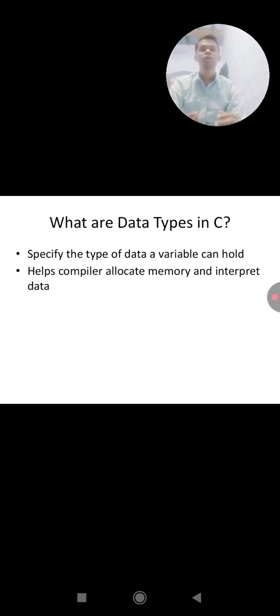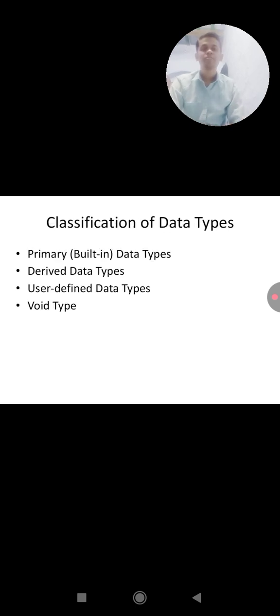Now we are going to discuss the proper definition of data type. Data type is a property which a variable can hold, and the compiler allocates memory based on the data type. We classify data types into four types: primary data type, derived data type, user defined data type and void data type. So we are going to discuss this.